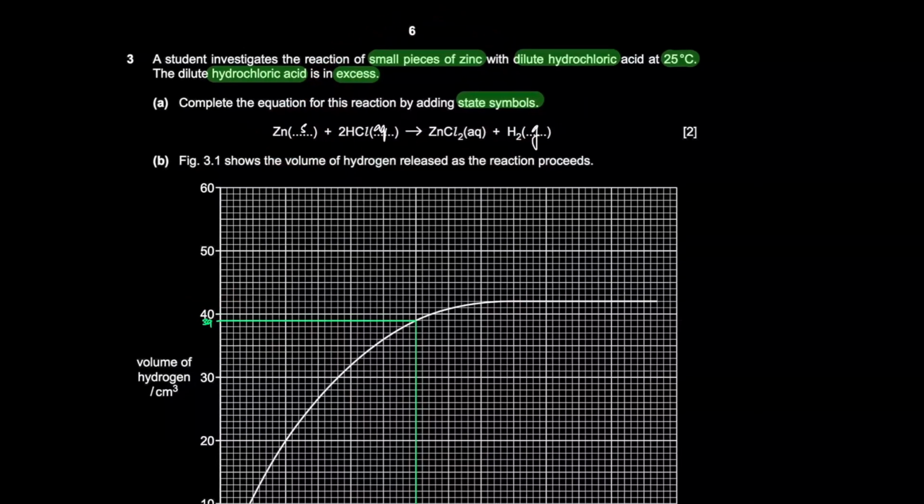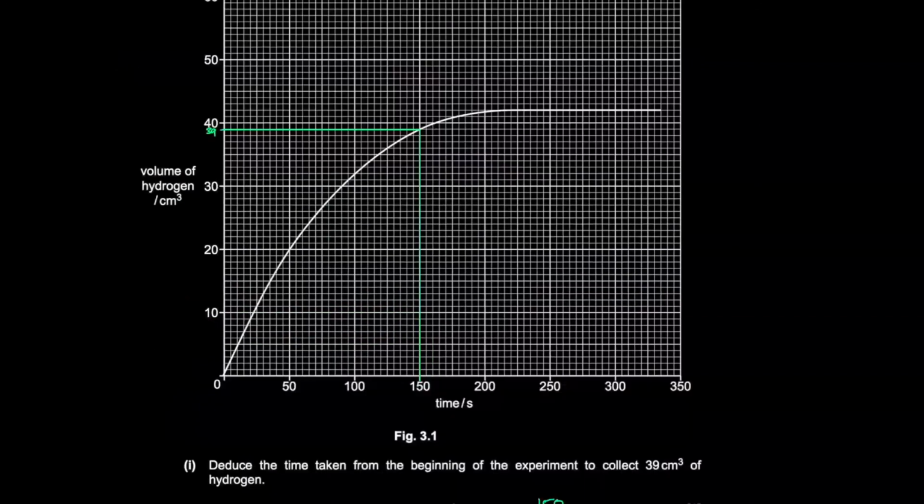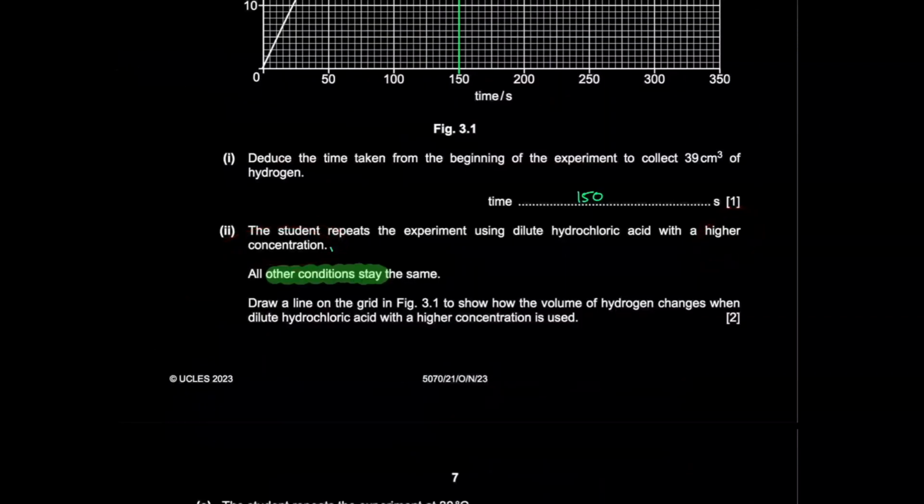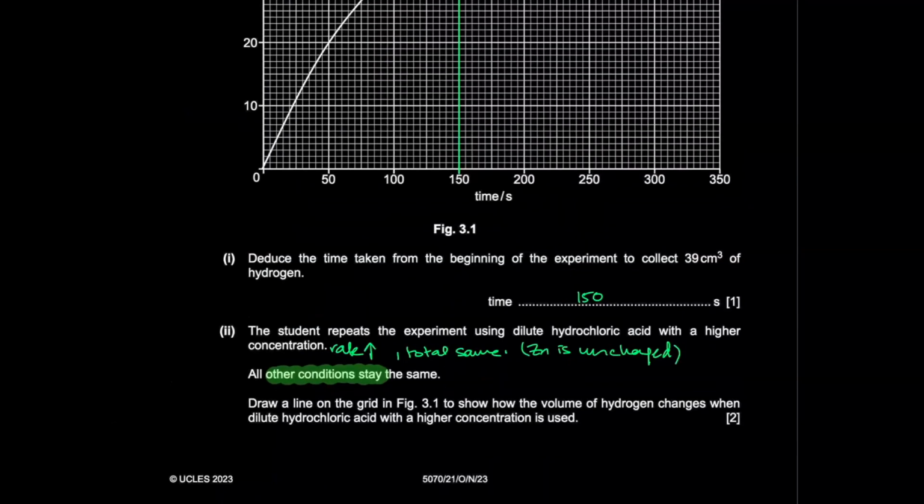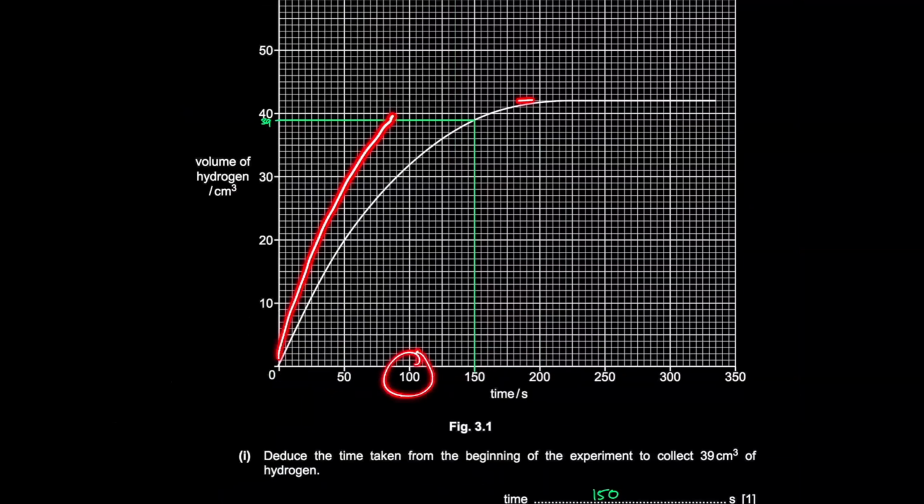However, because you're using a higher concentration, it means that your rate will increase. Rate will increase, where the total is the same. Total amount is the same, right? Because zinc is unchanged. That's your limiting reactant. So that means you're going to produce the same 42 cm3 but faster. It's going to take less time. Just say here it took around 215 seconds roughly to reach 42 cm3. It's just going to be quicker. So it's going to be a similar looking graph, but like this, right?